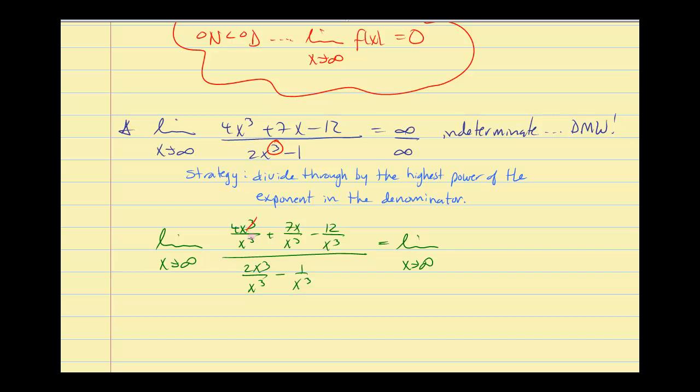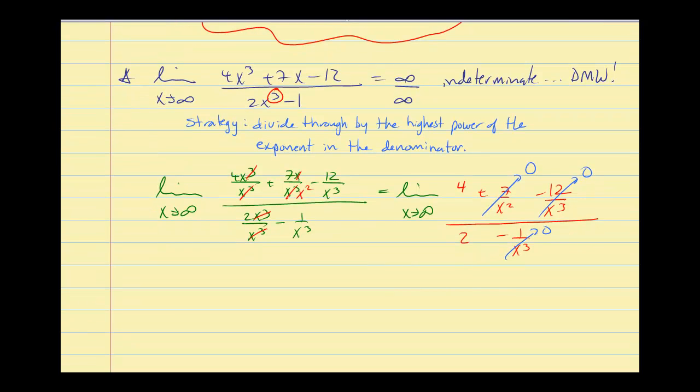Now 4x cubed over x cubed just goes to 4. 7x over x cubed goes to 7 over x squared. And minus 12 over x cubed, of course we can't simplify that. 2x cubed over x cubed is 2, and then here we're left with minus 1 over x cubed. Each of these terms where I have a numerator that's fixed and the denominator increasing without bound goes towards 0. So I'm left with the limit as x approaches infinity of 4 over 2. And of course the limit of a constant is a constant, so I get 4 over 2 or 2. Well, is there a shortcut rule?